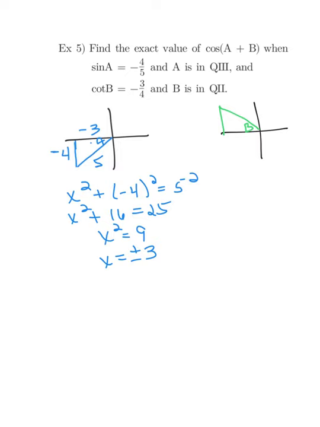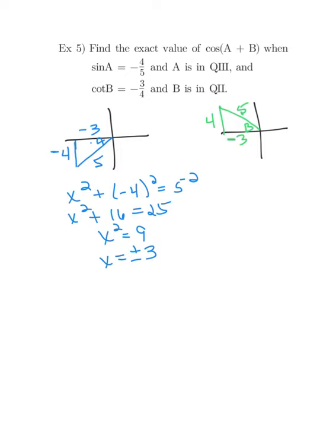Cotangent of B is negative 3/4. Cotangent is x over y. So my x value is 3 and my y value is 4. Which one of those gets the negative sign? In quadrant 2, x is negative. Now, if you'll notice, with an x value and a y value of 3 and 4, that's exactly what we had on the other triangle. So that means that the hypotenuse, the r value, has to be 5 on this triangle as well.